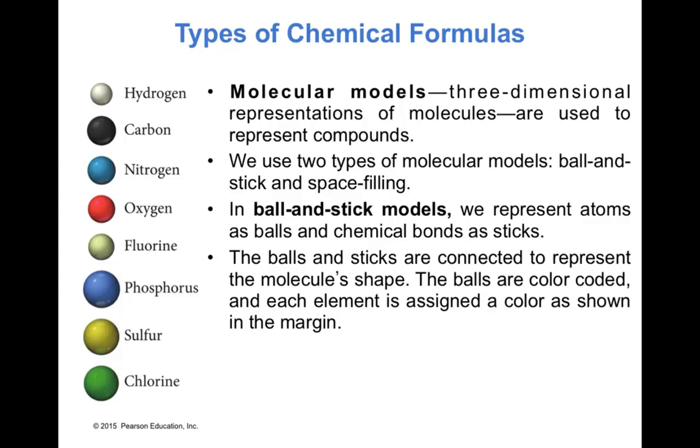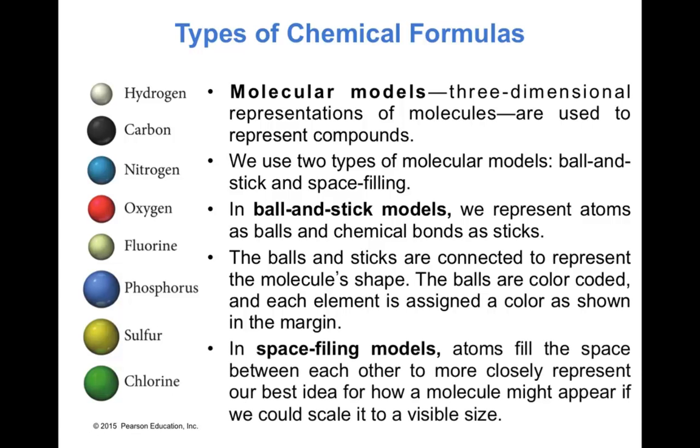The balls are color coded, as we can see here. As we mentioned before, for example, white is hydrogen, black is carbon, and red is going to be oxygen. This turquoise blue is going to be nitrogen. Fluorine is a little bit yellowish. Phosphorus is a more intense, navy blue. Yellow is going to be sulfur, and the green one, most of the time, represents chlorine.